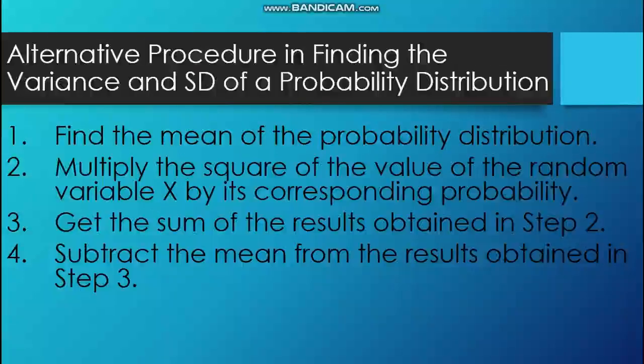We have an alternative procedure in finding the variance and standard deviation of a probability distribution. It has fewer steps. So step number 1, find the mean of the probability distribution. 2, multiply the square of the value of the random variable x by its corresponding probability. Number 3, get the sum of the results obtained in step 2. And lastly, subtract the square of the mean from the results obtained in step 3.